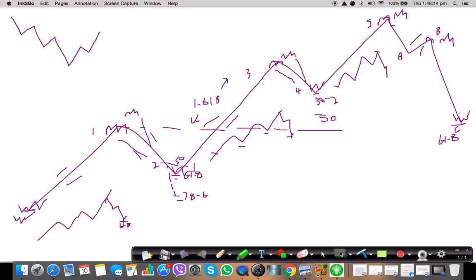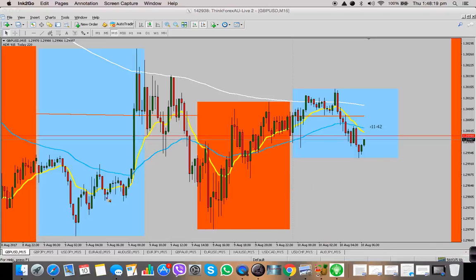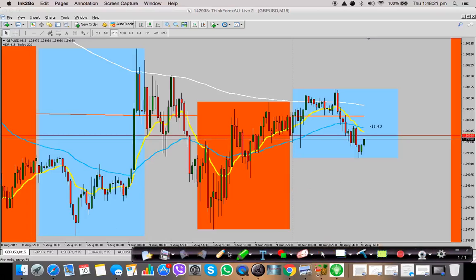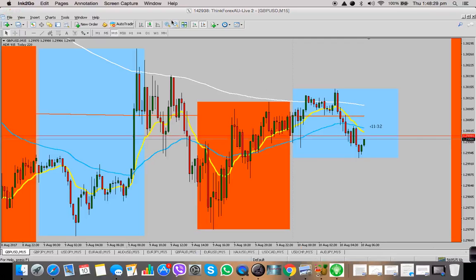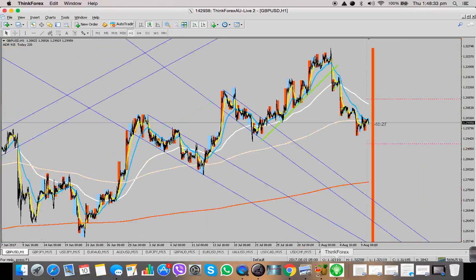What we're going to do is get out of here, and then I'm going to jump into pound USD and run you through what the market has actually been doing in real time. So zoom out, and we'll go into a 1 hour chart.